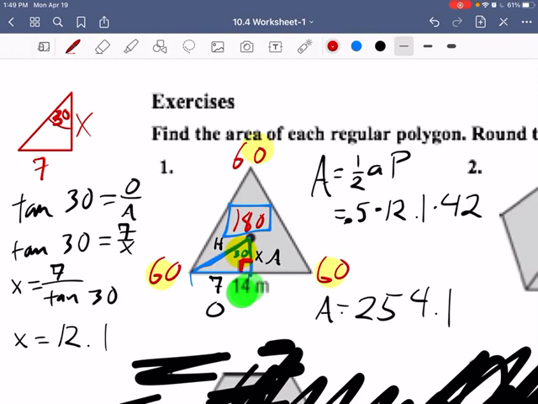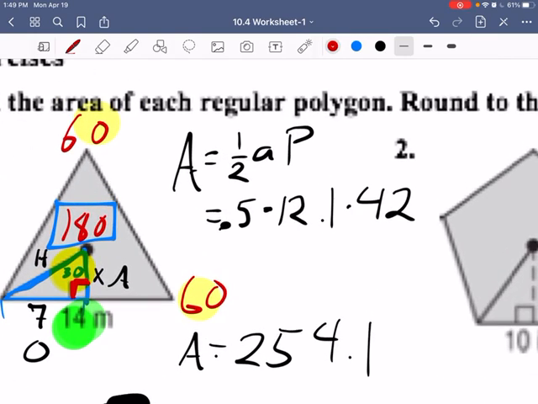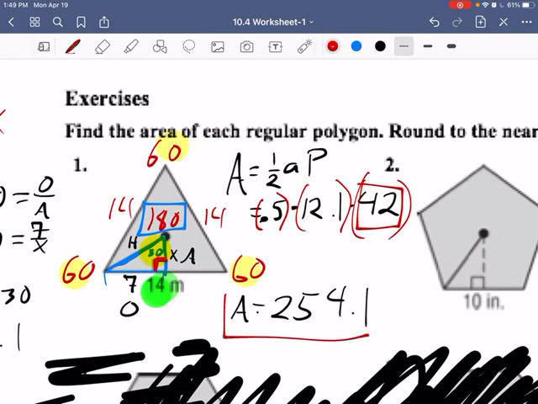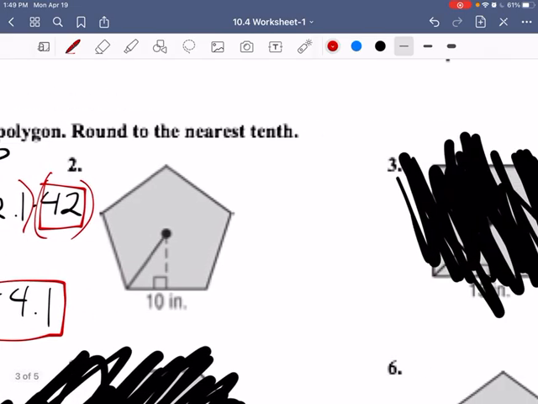So now that we have the apothem of 12.1, we come over here and we multiply 0.5 times 12.1, that's our apothem, times 42, because the perimeter is 14 plus 14 plus 14, and that equals 42. That's how we got this one right here. Our final answer, if you followed along properly, should be 254.1.